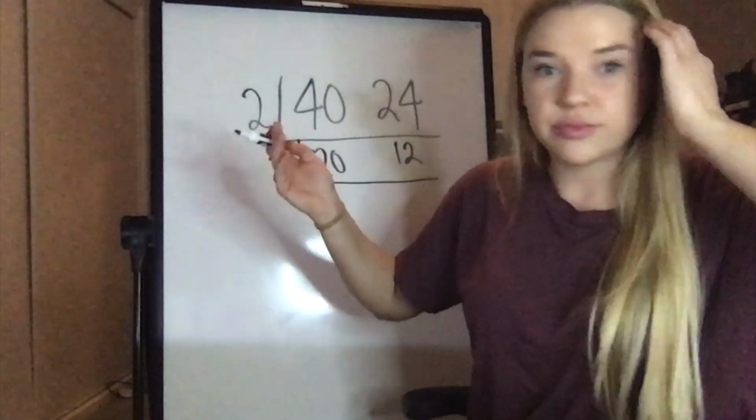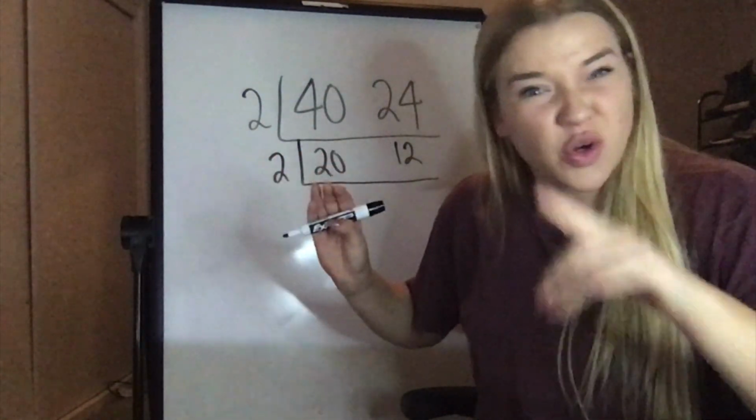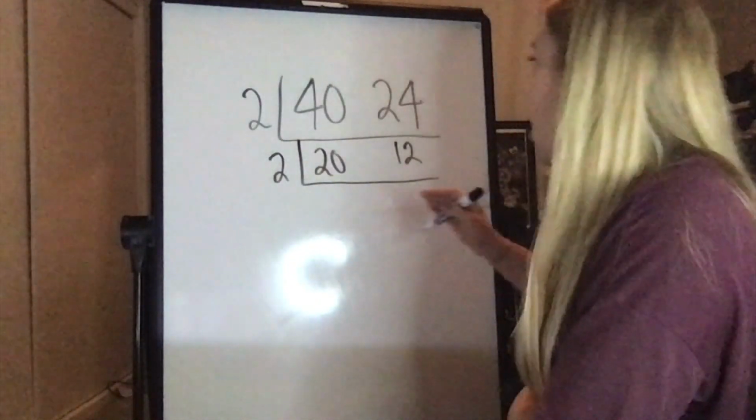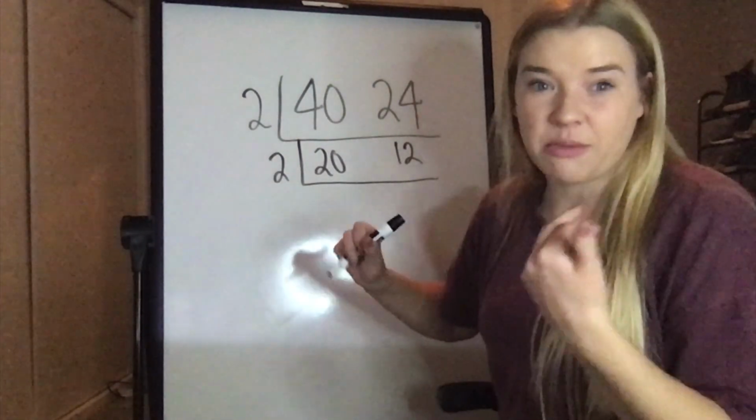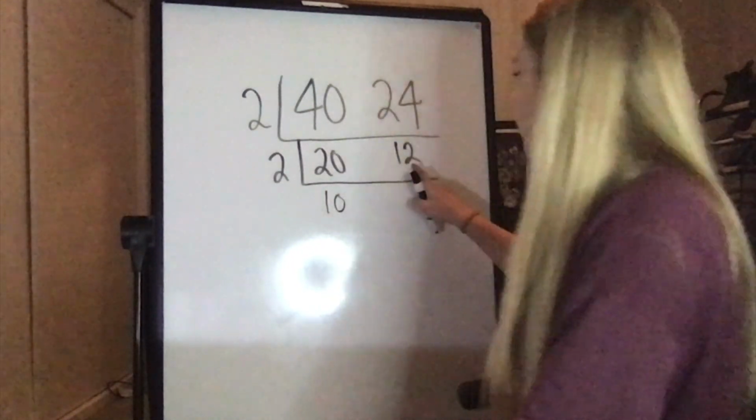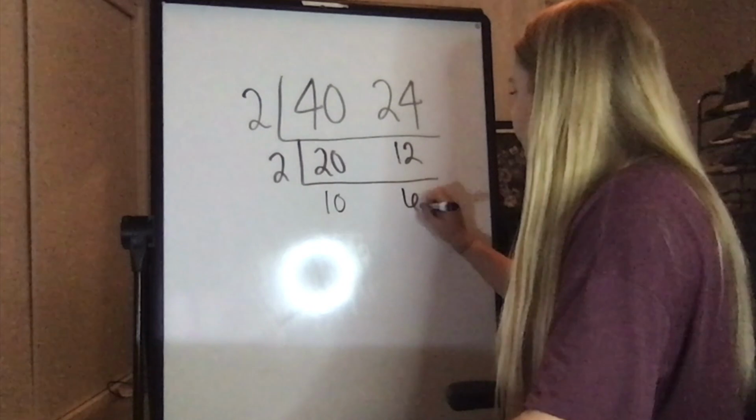And let's go with 2. If you knew a different number, remember, that's okay. You can use that other number. 20 divided by 2 is 10. I'm just going through that whole process again. Remember, I'm still dividing. 12 divided by 2 is 6.